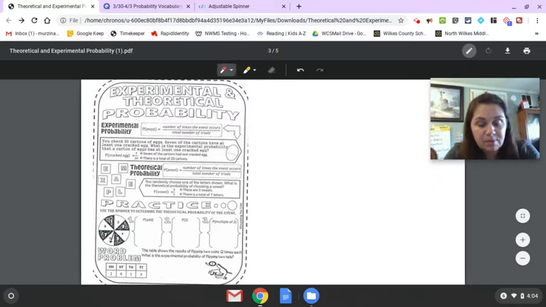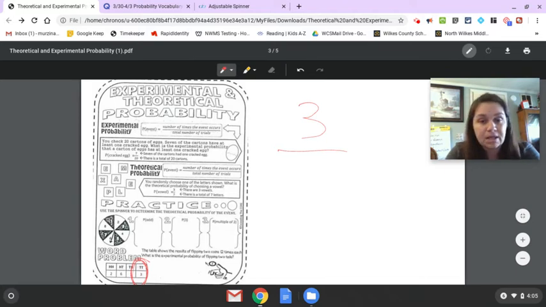Then the word problem at the bottom says, the table shows the results of flipping 2 coins 12 times each. What is the experimental probability of flipping 2 tails? Well, in this case, our desired outcome, or what we're looking for, is how many times we flipped 2 tails. And it's right there: tails, tails. There are 3 times that we flipped 2 tails.